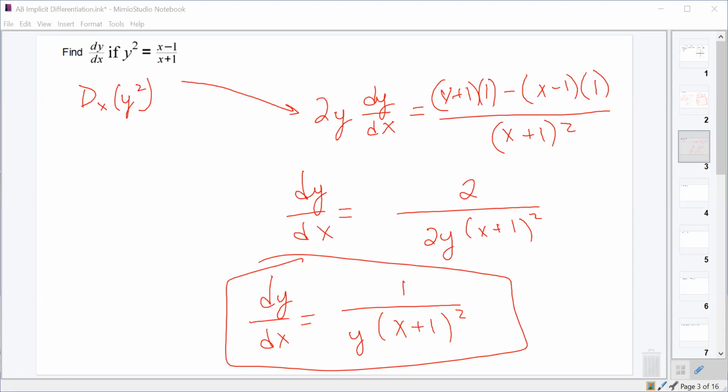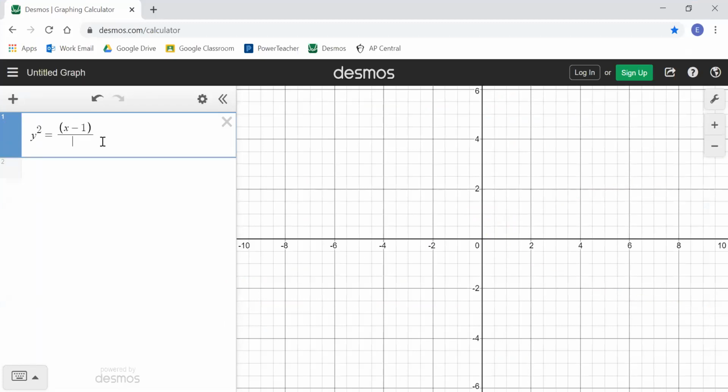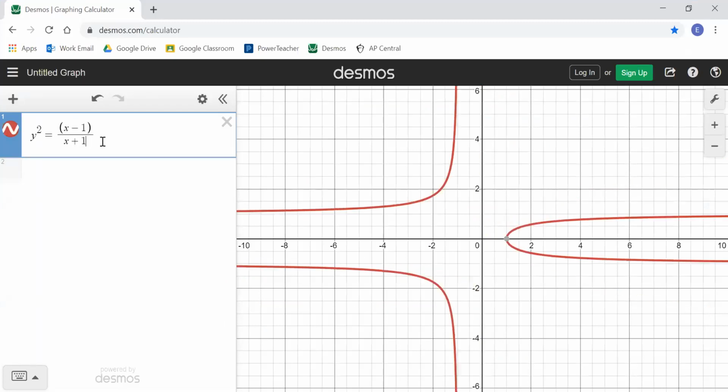graph looks like real quick. Let's pull it up on Desmos here. So we had y squared. Was it x plus 1 over x minus 1, or the other way around? Sorry. It's x minus 1 over x plus 1. Okay. So this is what this graph looks like.